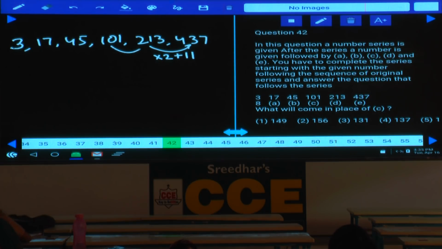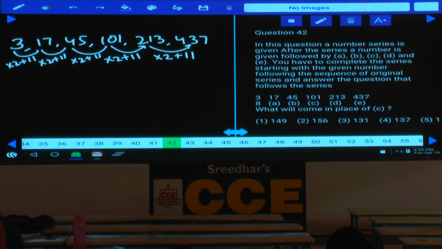Then if you check this one, 101 and 213, 101 into 2 is 202 plus 11 is 213, isn't it? That means what is common here? Into 2 plus 11. Into 2 plus 11, and 17 into 2 is 34 plus 11 is 45, and 3 into 2 is 6, 6 plus 11 is 17.